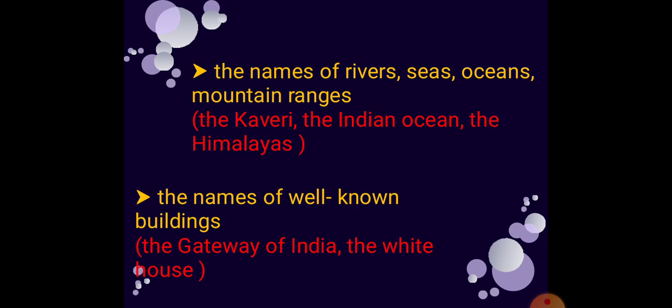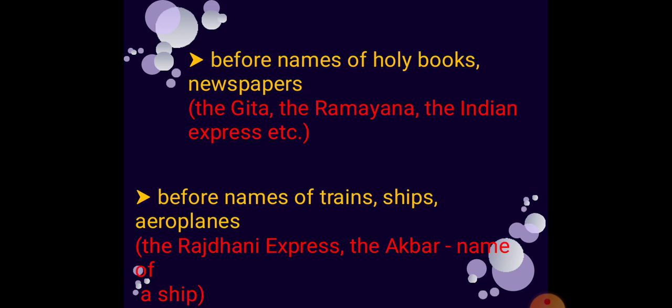We use the before the names of rivers, seas, oceans and mountain ranges also. The Kaveri, the Indian Ocean, the Himalayas. So these are the examples. We use the before the names of well-known buildings. The Gateway of India, the White House are the examples. We use the before names of holy books and newspapers, for example, the Gita, the Ramayana, the Indian Express, etc.